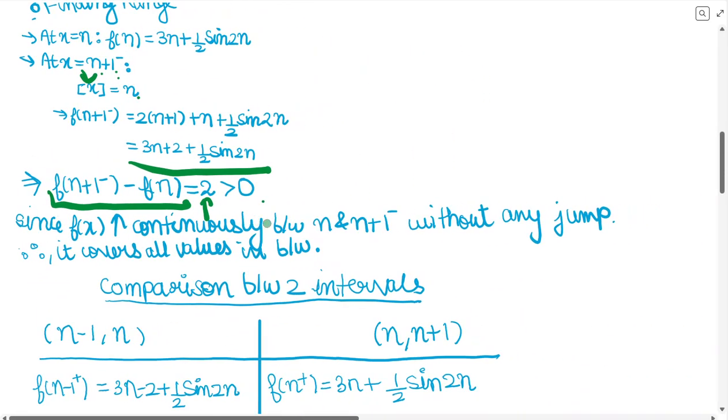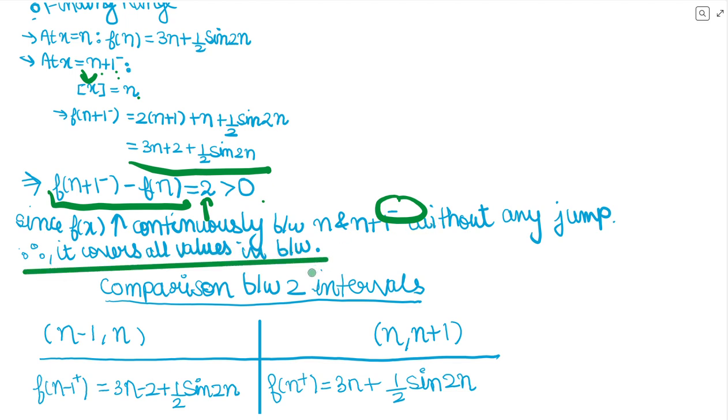Since f(x) is continuously increasing between n and n plus 1, excluding n plus 1, why have we written this negative? Because we are including the value just less than n plus 1, but not n plus 1, because it is an integer without any jump. So f(x) is increasing without any jump in this interval. Therefore, it covers all values in between, right? It is not a problem for us.